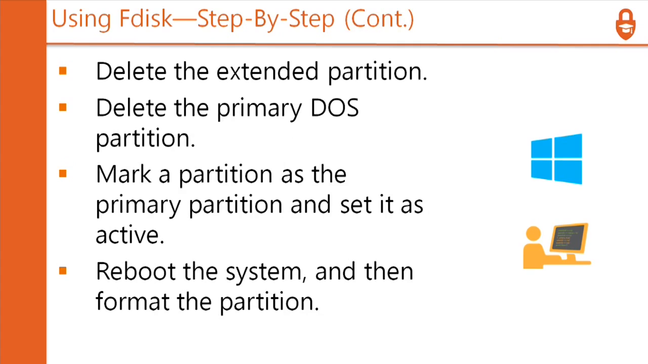Using fdisk, again, delete the extended partitions, delete the primary DOS partitions, make a partition as the primary partition. So you want to create a primary partition and then set it as active. The primary needs to be active. You can't boot unless it's active. And then reboot the system and format the partition. So you reboot the system, you're going to go back into fdisk and then format the partition. This is what we used to have to do. You do not have to do this kind of stuff today by hand.